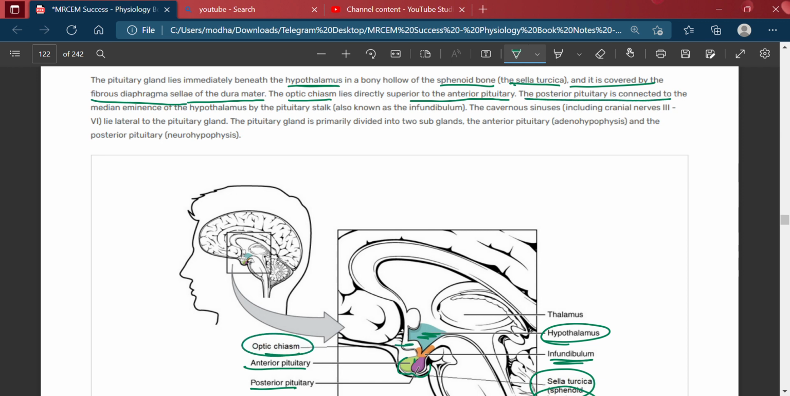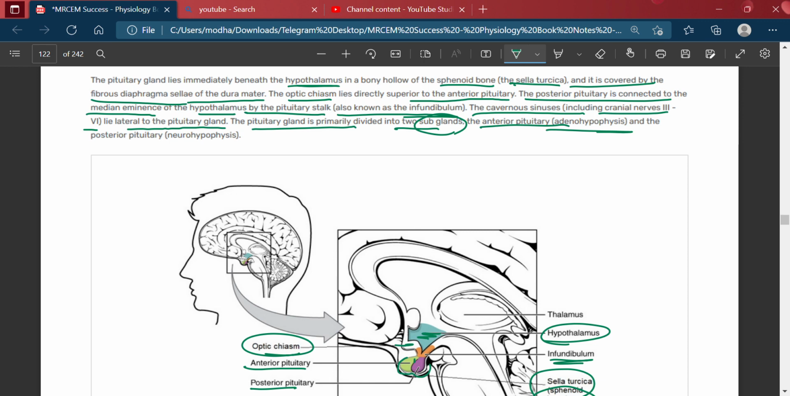The posterior pituitary is connected to the median eminence of the hypothalamus by the pituitary stalk, also known as the infundibulum. The cavernous sinus, including cranial nerves 3 and 6, lies lateral to the pituitary gland. The pituitary gland is primarily divided into two subglands: the anterior pituitary, the adenohypophysis, and the posterior pituitary, the neurohypophysis.